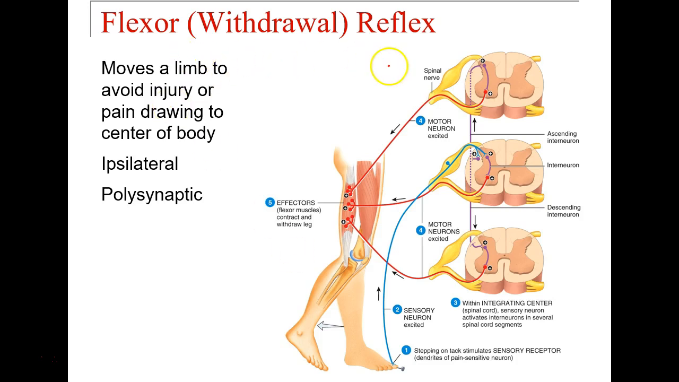Flexor or withdrawal reflex. This is one we probably all know too well. We move a limb to avoid injury or pain, drawing it toward the center of the body. So say you stub your toe, we will pick that foot up, flex the leg towards the body to avoid injury. Just as if we were to touch a hot burner on the stove, we're going to automatically flex our forearm to bring it closer to the body, withdrawing from the pain.